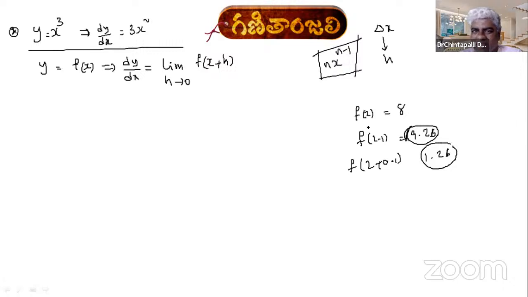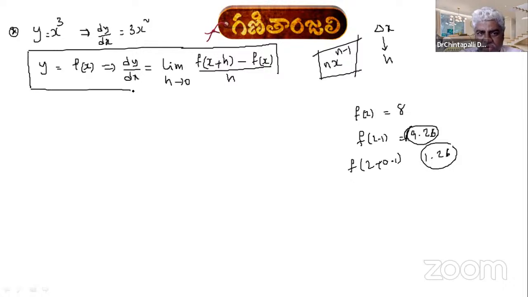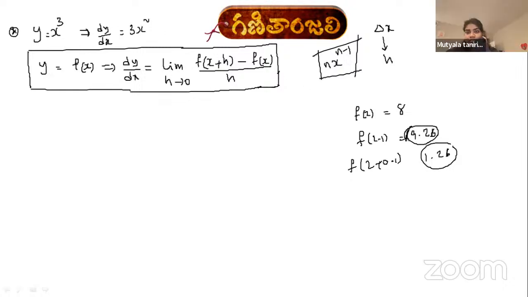Got it? Yes. That's why the formula is f of x plus h minus the original function f of x, as h tends to 0. Slowly you will understand the concept of this formula. But for now, we are using this definition to find the derivative. When I asked you the derivative of x cube, you answered 3x square by using the formula. Yes, sir. But without using the formula.